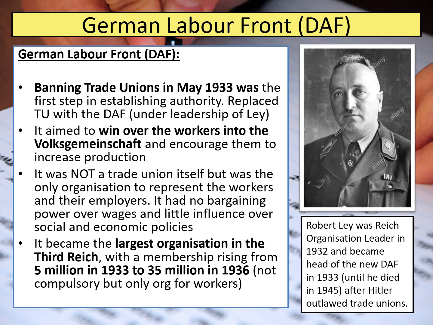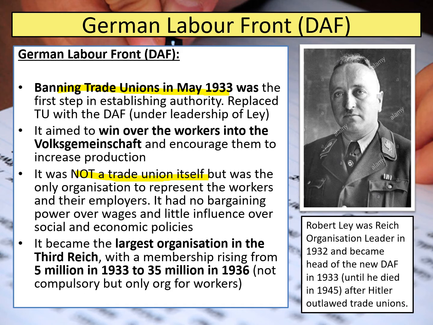The next area you've got to know about is the German Labour Front, the DAF. Now, this is something that replaces trade unions, but it is not a trade union itself. So we know that the Nazis came to power when Hitler became Chancellor in January 1933. And for the first year and a half, up until August 1934, they had sought to consolidate their position. Now, one thing that they had done in May 1933 was to ban trade unions.